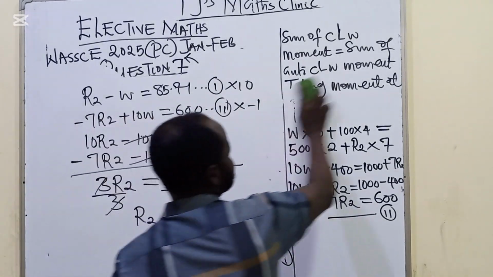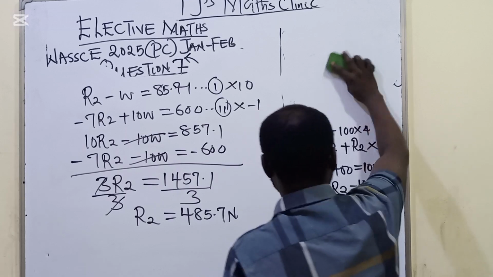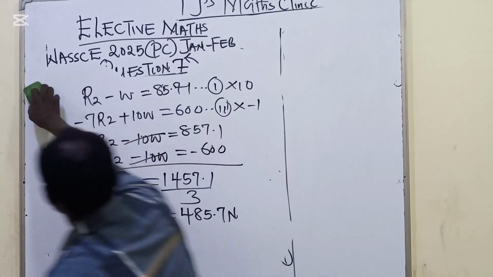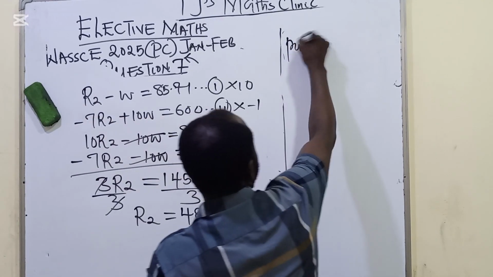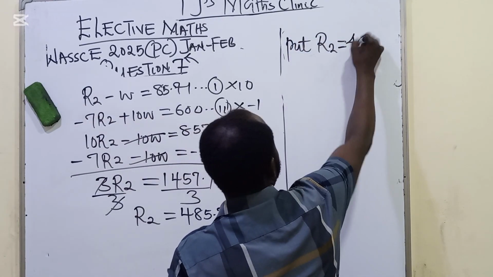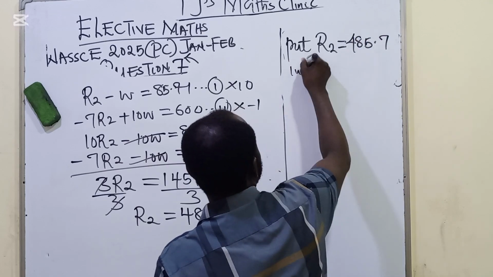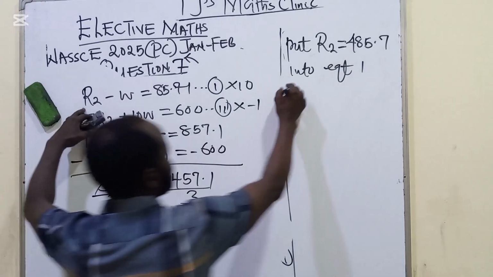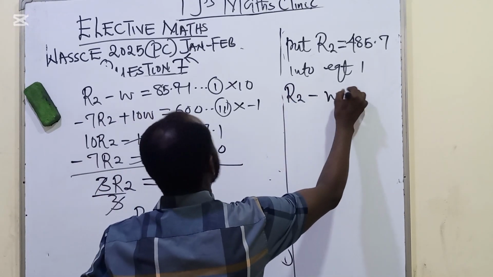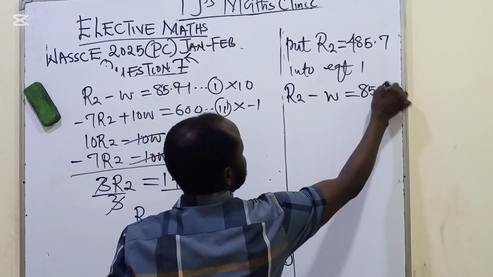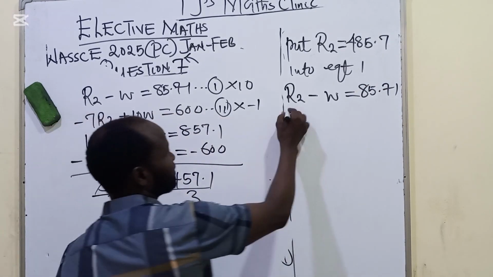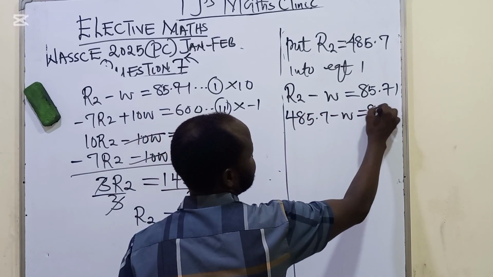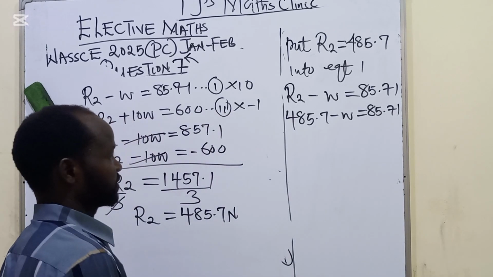And then last but not the least is to find our W. To find W, we can put R2 equals 485.7 into, let's say, equation 1. Let's say we are using equation 1. And our equation 1 is nothing but R2 minus W equals 85.71. Anywhere we see R, we put 485.7 minus W equals 85.71. Very important.